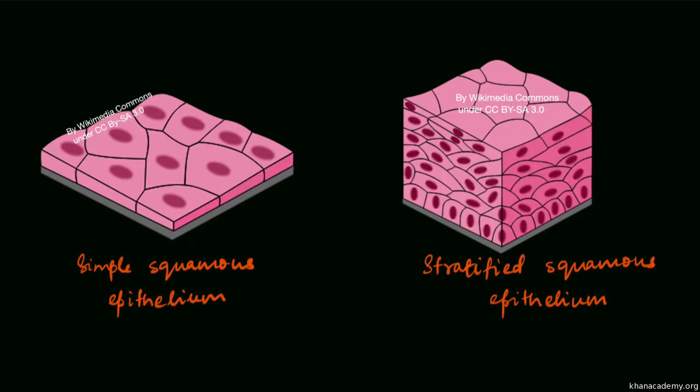So we have looked at two types of squamous epithelium in this video, simple squamous epithelium and stratified squamous epithelium. The simple squamous epithelium is good for diffusion of substances, whereas stratified squamous epithelium is used mainly for protection.